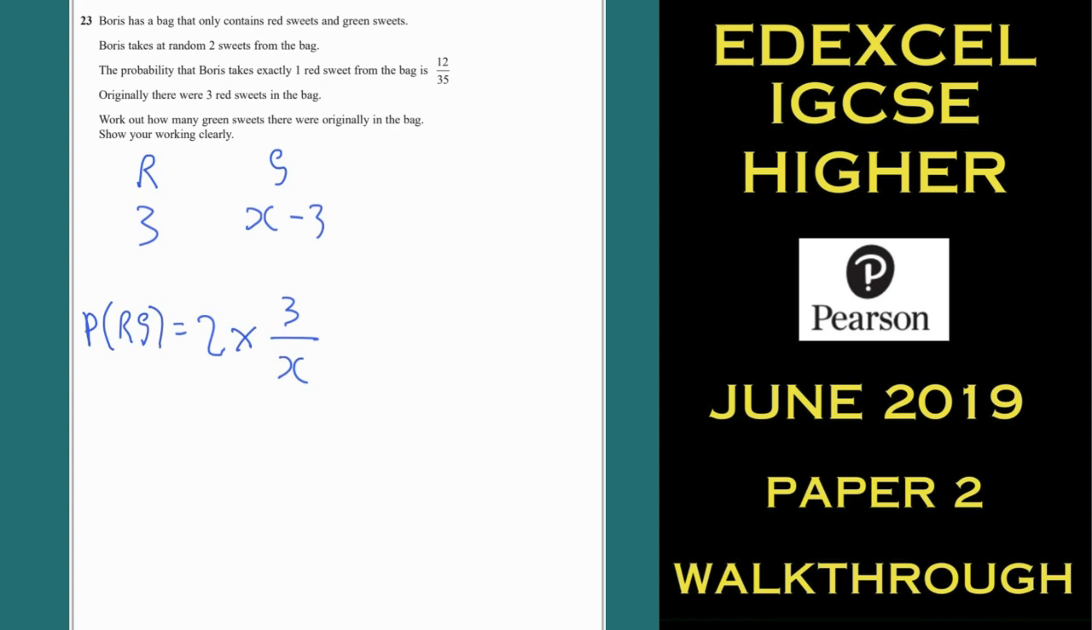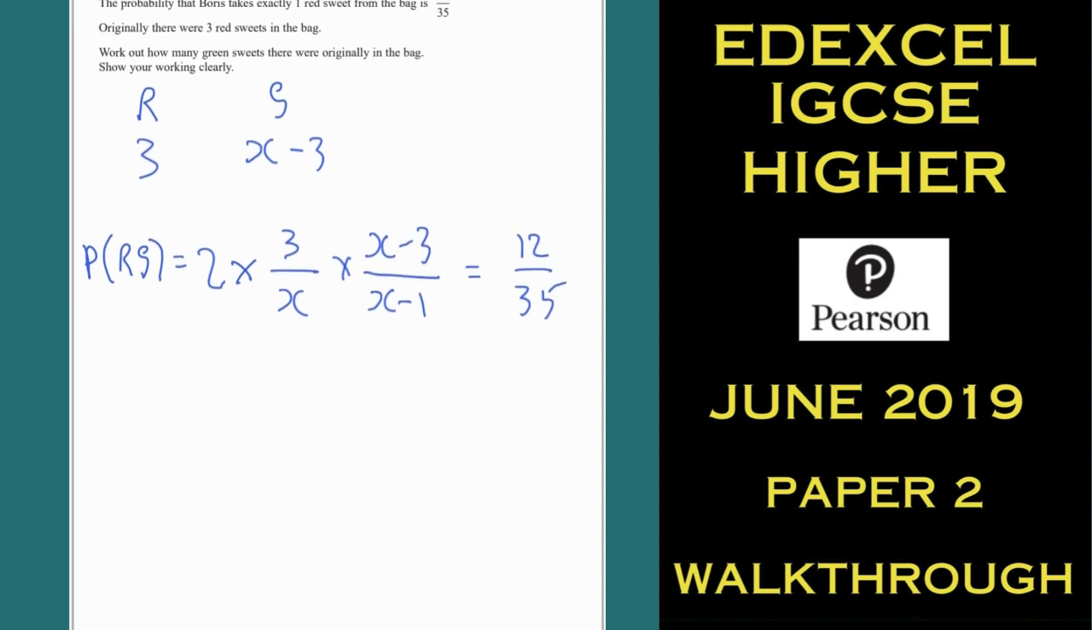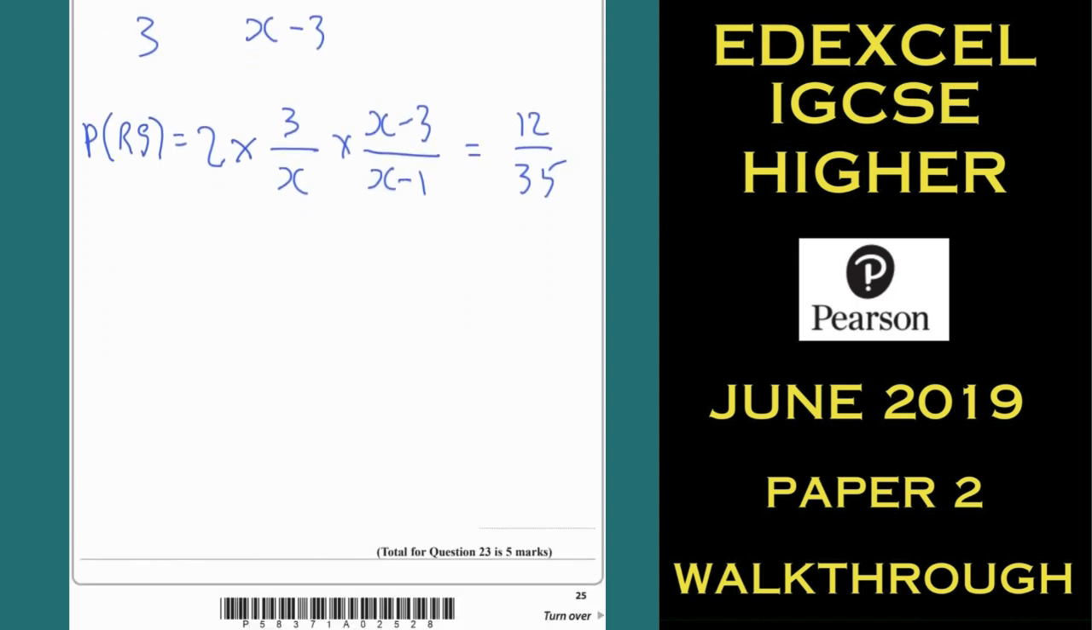But then we go back again to pick another sweet. This time we want a green. So how many greens are in the bag? X minus 3, because we don't know. But how many sweets are in the bag? Well, there's 1 fewer. And we know that that is equal to 12 over 35. And this now means you've got an equation. Let's create some space and get it solved. So I'm going to multiply both sides by x and x minus 1.